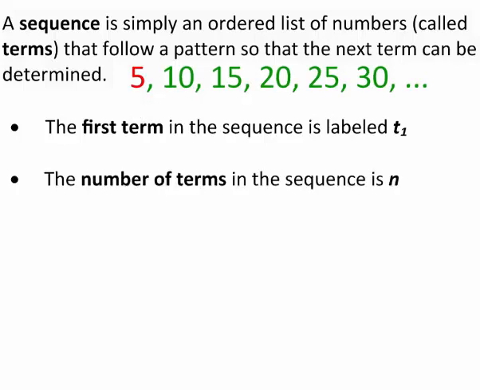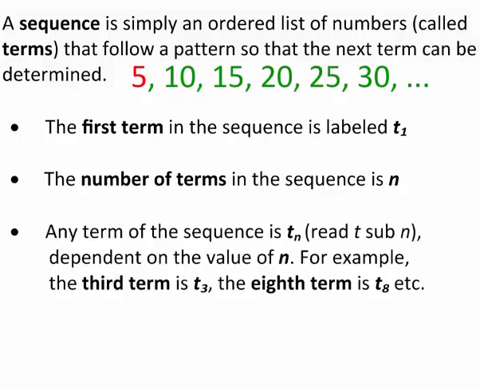The number of terms in the sequence is n. Any term of the sequence can be called Tn. We read it T sub n or Tn, which is dependent on the value of n. For example, the third term is T3 and the eighth term is T8, and so on. T1 is our first term, T2 is our second term, T3 is the third term in the list.